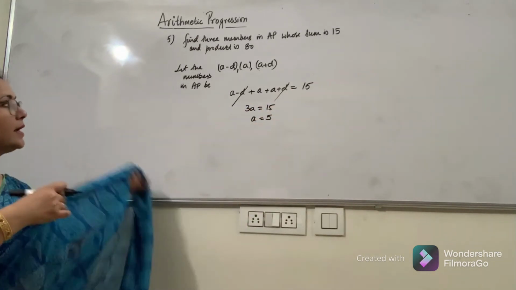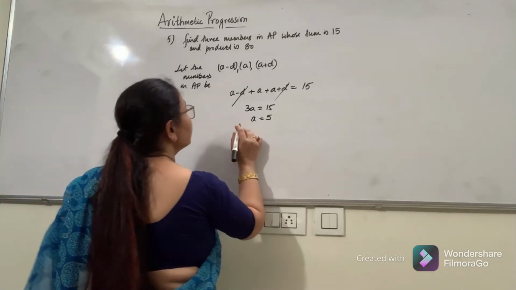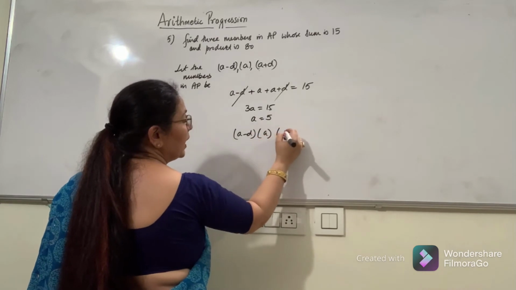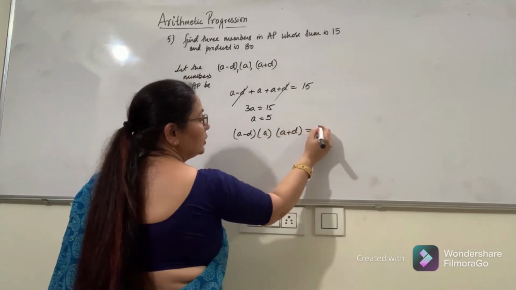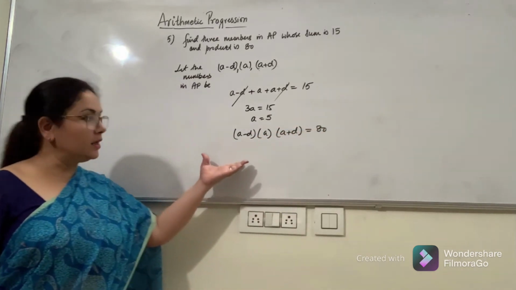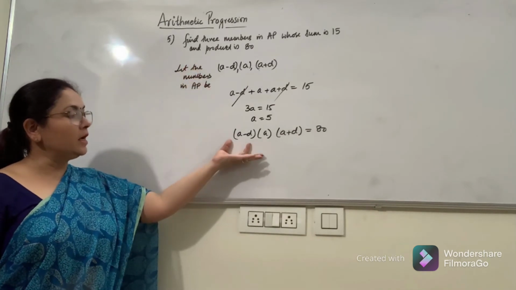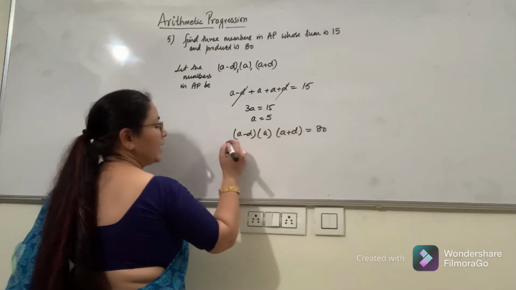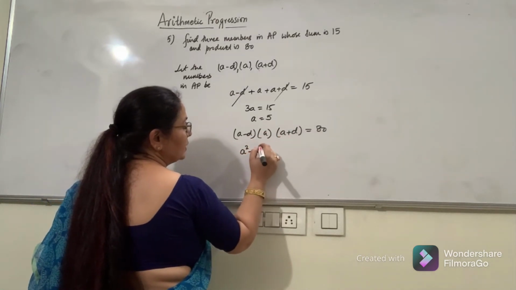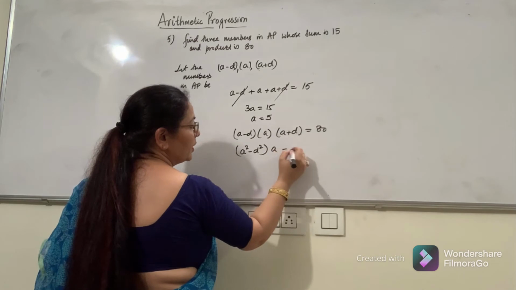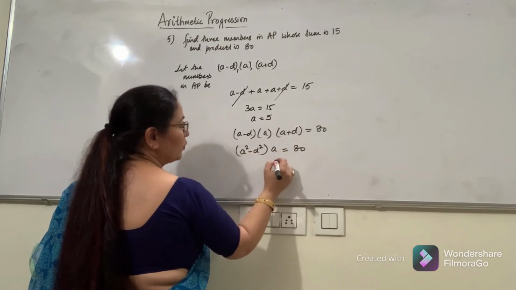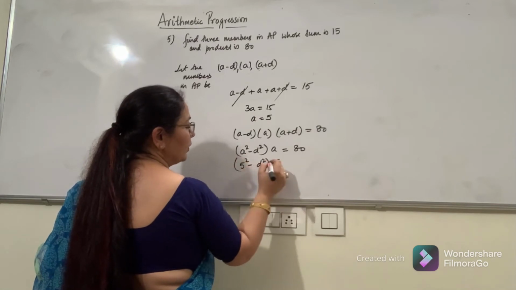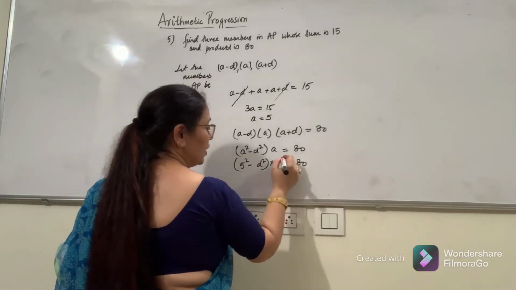And then he says the product is 80. Product of the three terms is a minus d multiplied by a and a plus d, that is equal to 80. Multiplying these two terms, a square minus d square, into a is equal to 80. So a is 5, 5 times (5 square minus d square) is 80. So we have to evaluate d here.